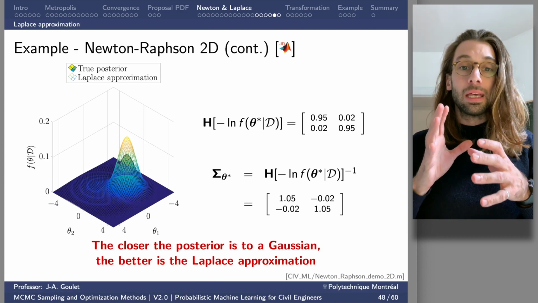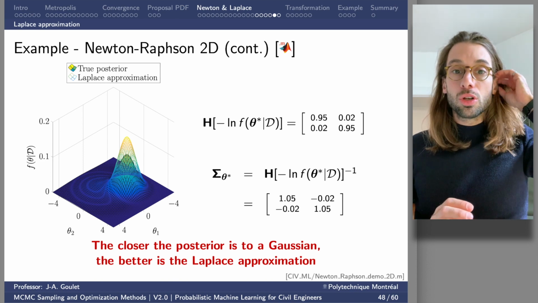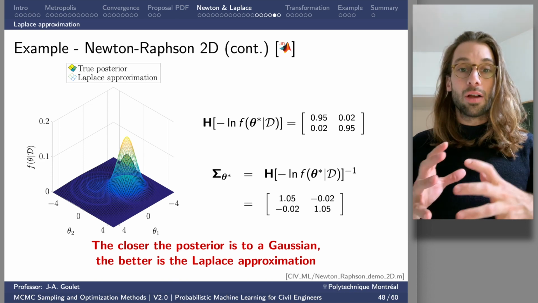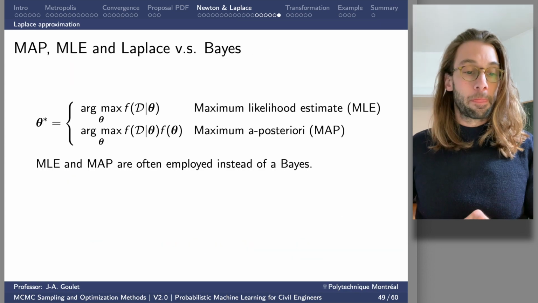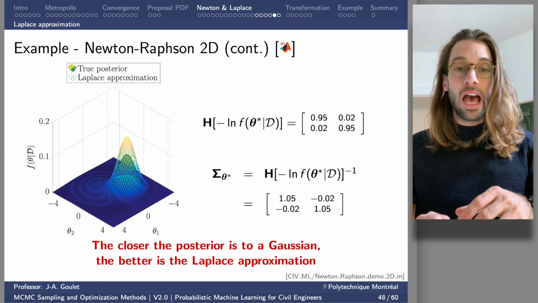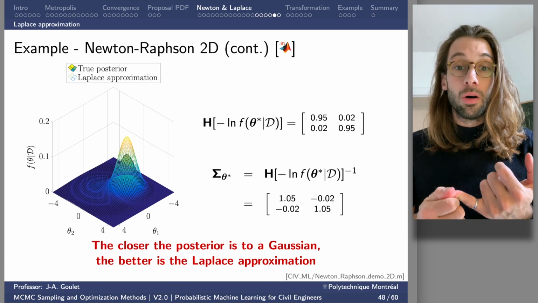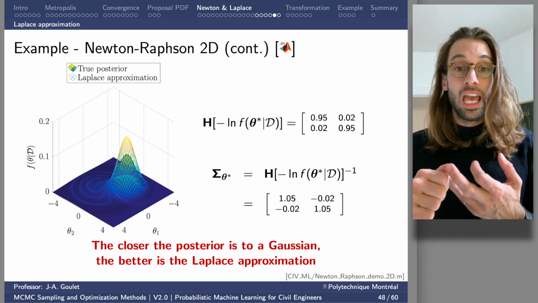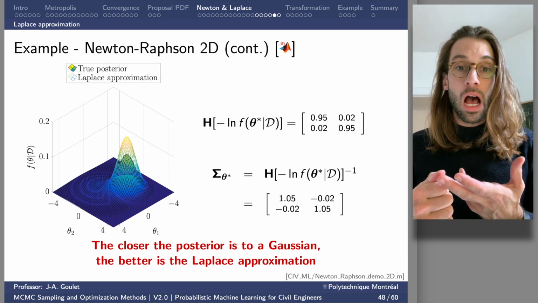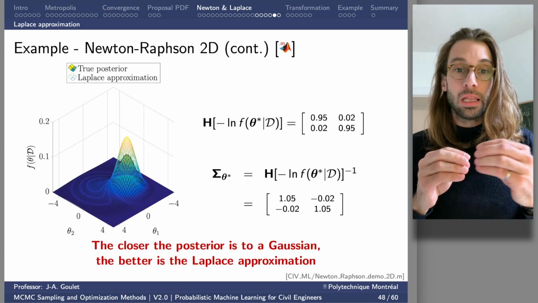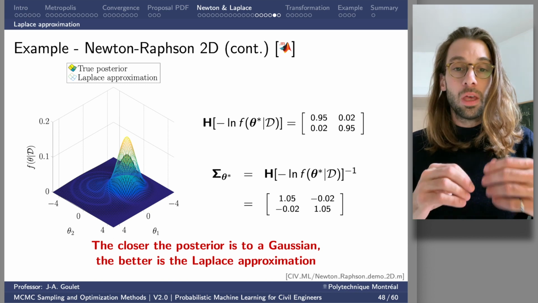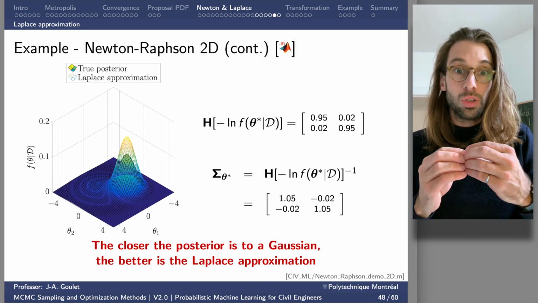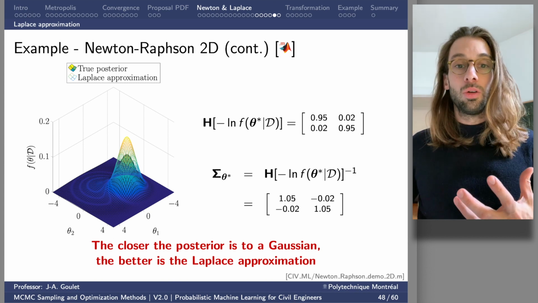And here, keep in mind, the closer the posterior is to a Gaussian distribution, the better the approximation is going to be. So in case you have a multimodal posterior, it's not going to work well. If you have a non-identifiable problem, with many equally likely solutions, it's not going to work well either. So the more it looks like a bell shape, the better it's going to work. If it goes away from this, it's not going to work properly.